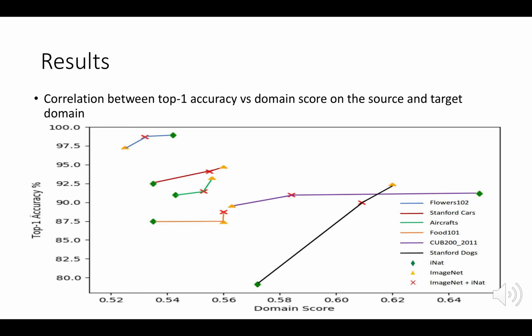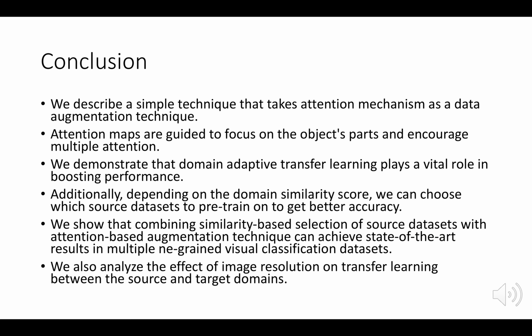So it describes a simple technique that takes the attention mechanism as data augmentation, where the attention maps are guided to focus on the object's parts and encourage multiple attention. We demonstrate that object representation plays a vital role in boosting the accuracy of FGVC datasets. We show that combining the domain similarity score with the attention-based data augmentation technique can achieve state-of-the-art results on multiple FGVC datasets. And we also analyze the effect of image resolution on transfer learning between the source and the target domain.